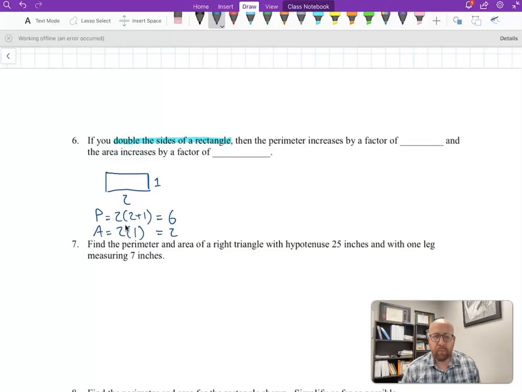Okay, so let's take a look at the next rectangle. Now, to get to the next rectangle, we need to double the side. So we're going to multiply the lengths and the width by 2. 2 times 2 is going to be 4. 1 times 2 is going to be 2.